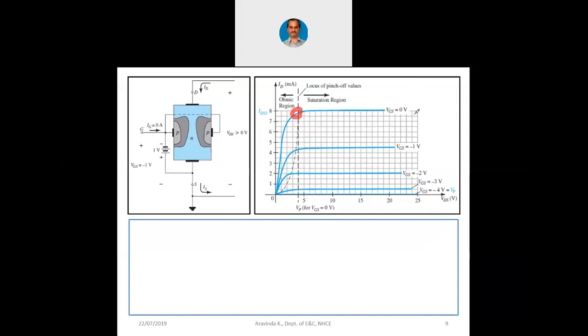When VGS is 0, pinch off occurs at 4 volts. But you can see that pinch off occurs even when VGS is -4 volts. That is nothing but the same voltage at which the transistor completely turns off. Actually, pinch off is nothing but the N channel turning off, but diffusion current is existing. I hope you understood this.